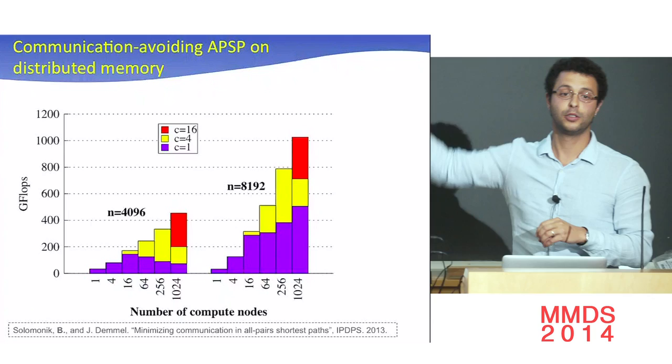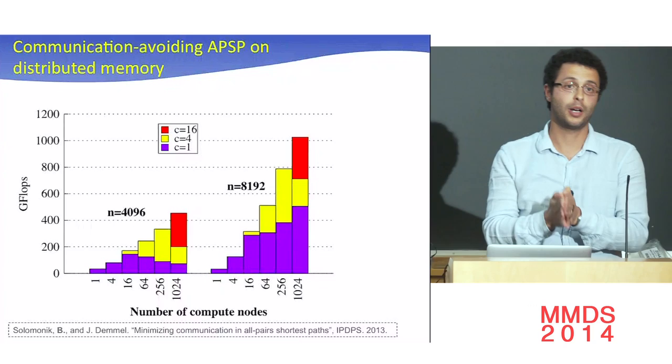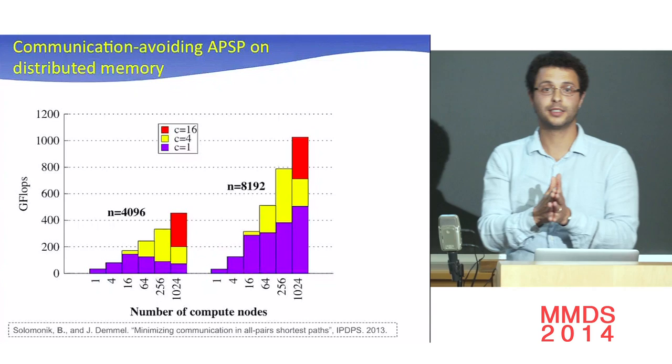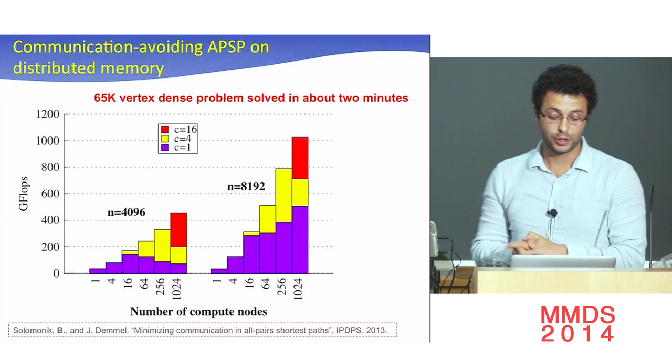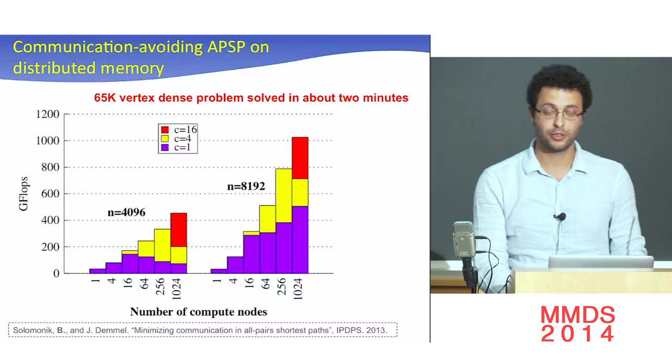What this allows you to do is to strong scale a problem. As you strong scale the problem, increasing the number of processes while keeping the data constant, you're getting more and more memory. That allows you to do the replication. In practice, you can solve a 65K vertex dense problem, which is the cubic problem, again, in about 2 minutes on a supercomputer. And I believe that's actually an interesting result.